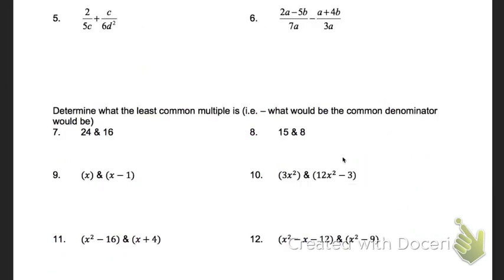Okay, now we have something a little different for number 5. So we have 2 numbers, and then we have c and d squared. So if I combine them, what would my denominator be? 30cd squared.